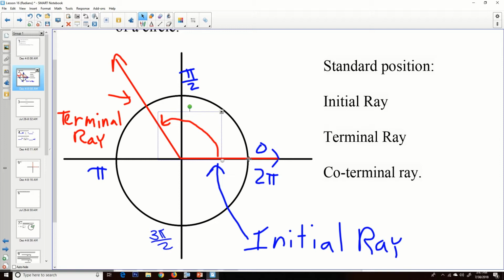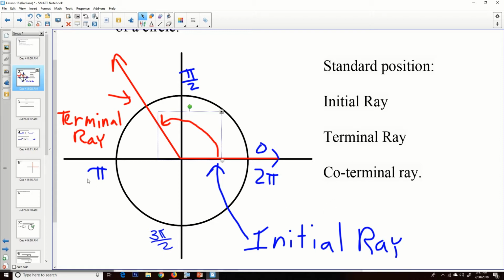Now, in degrees, all the way around a circle is 360 degrees. In radians, it's 2 pi radians. If I open an angle up to here, this ray is called the terminal ray, and we could have multiple terminal rays. Those are called coterminal rays, meaning this terminal ray opens up and goes all the way around and then further to be in the same position as this one. We're going to talk about positive and negative ones later.